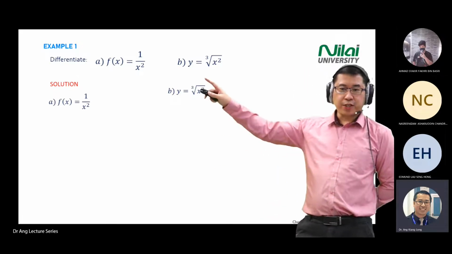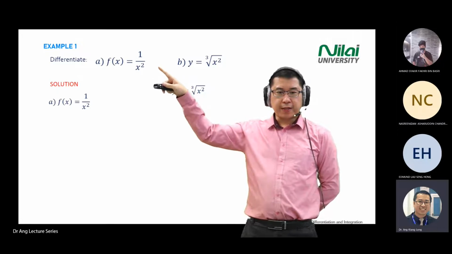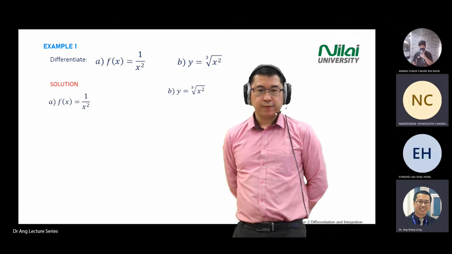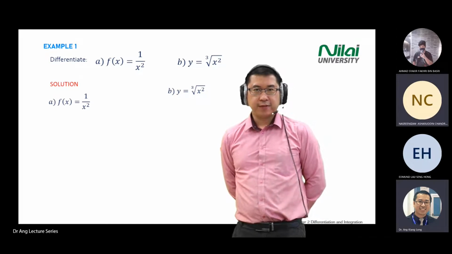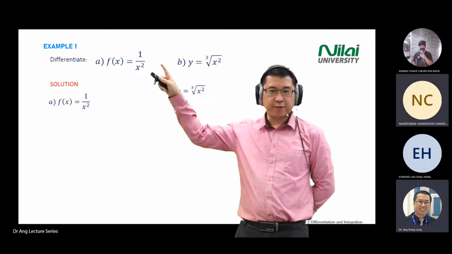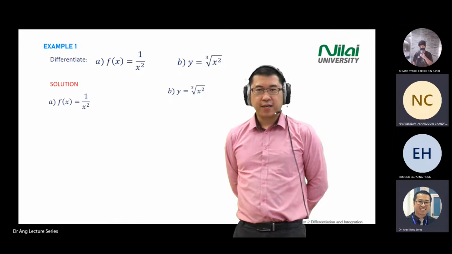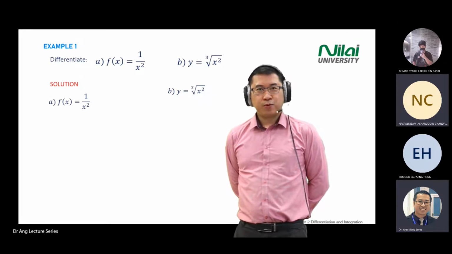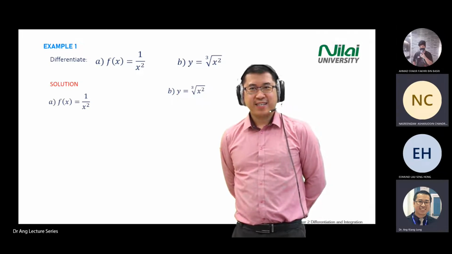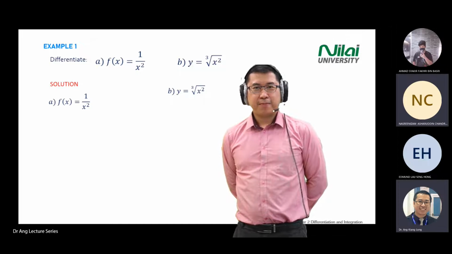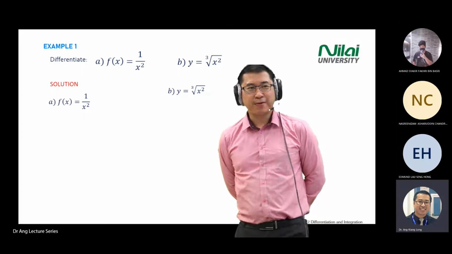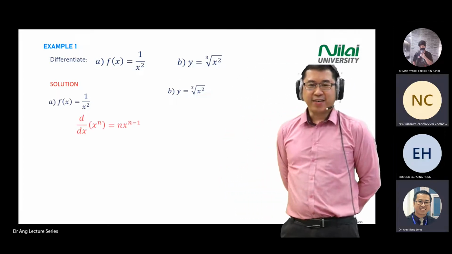Now, if you don't like fraction pattern, you can write in the exponential. So this one is equal to x power negative 2. Bring it in front, become negative 2 x power... no, not minus 1, minus 2, then plus minus 1. So what is the final answer? Minus 2 x power what? X power negative 3. Okay, correct.